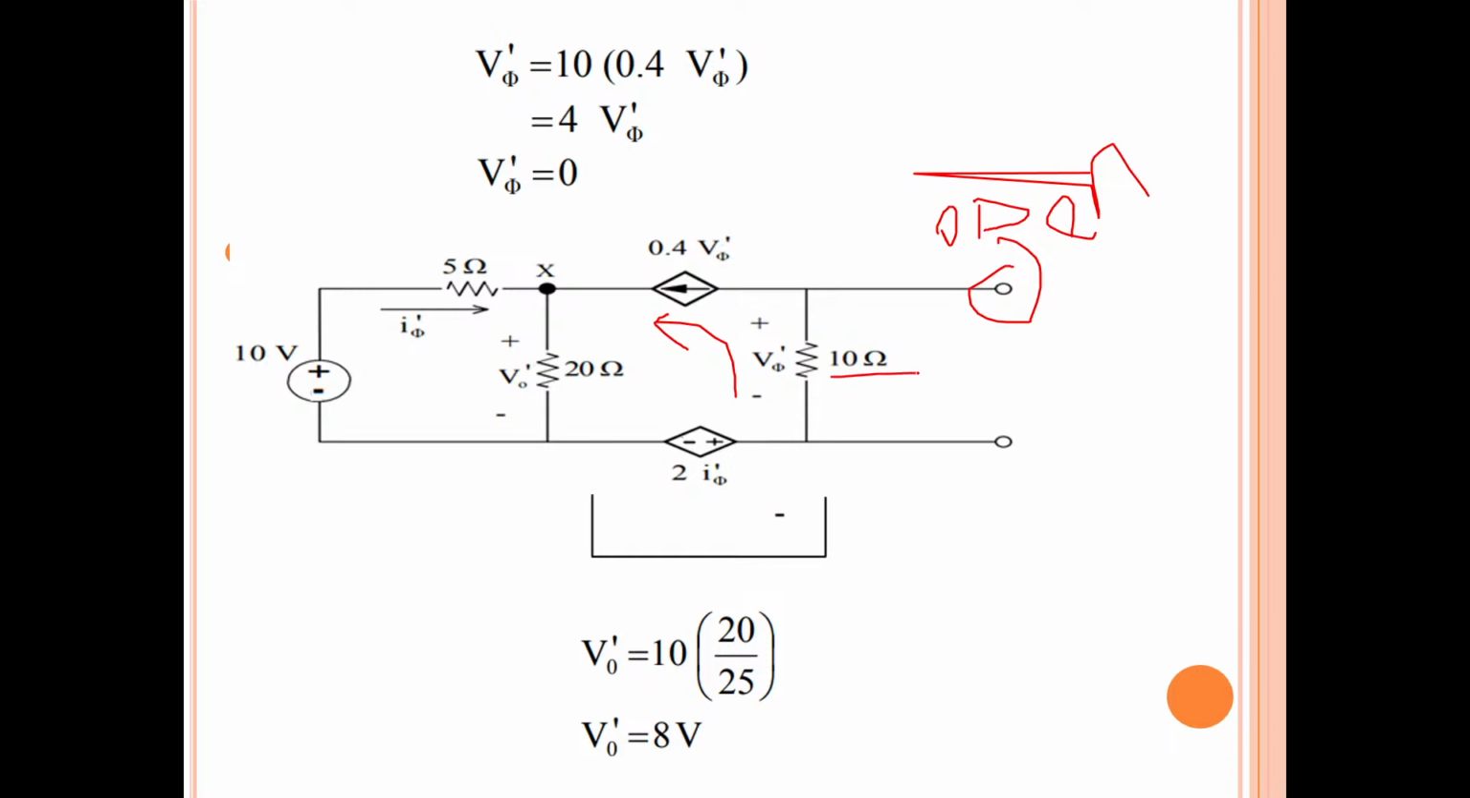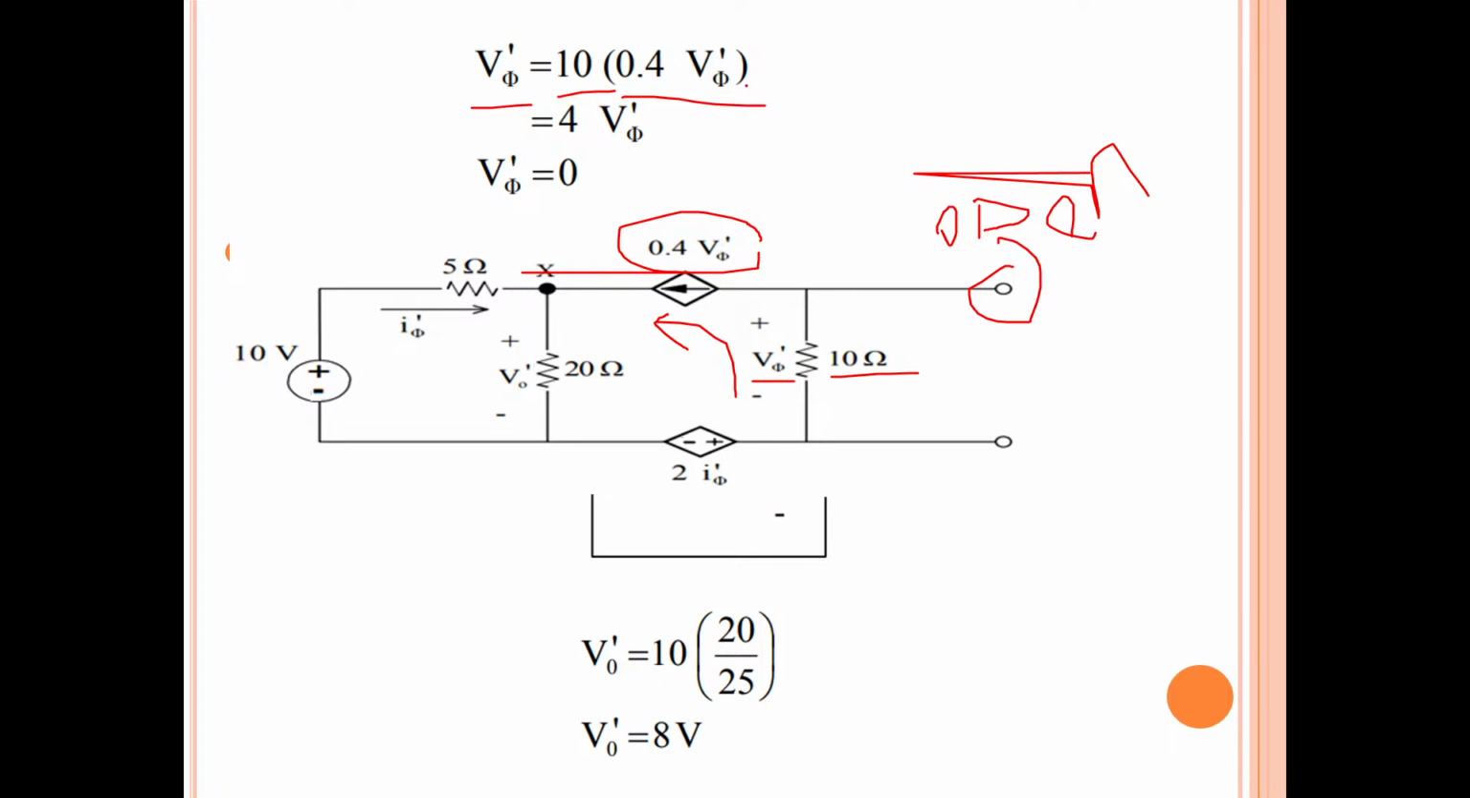So what is the voltage across this 10 ohms? I into R. What is the R value? 10. What is the I value? V5 dash is equal to R times I. The current source and this resistor are in series, and in a series connection the current does not divide; the same current flows through all the elements. So the current in this 10 ohms is 0.4 V5 dash.